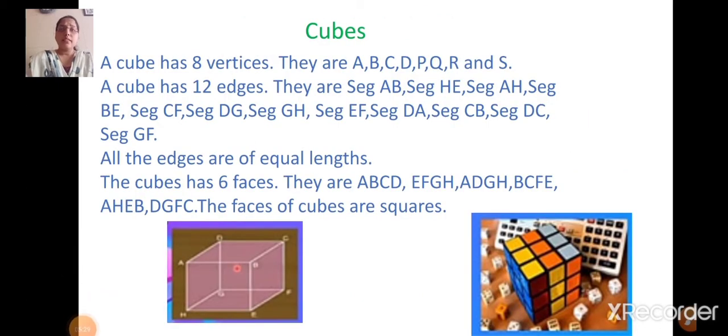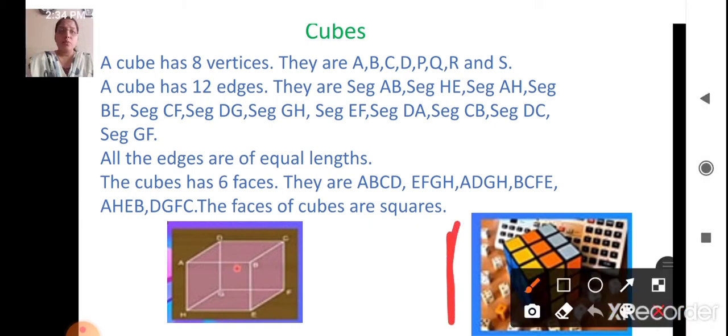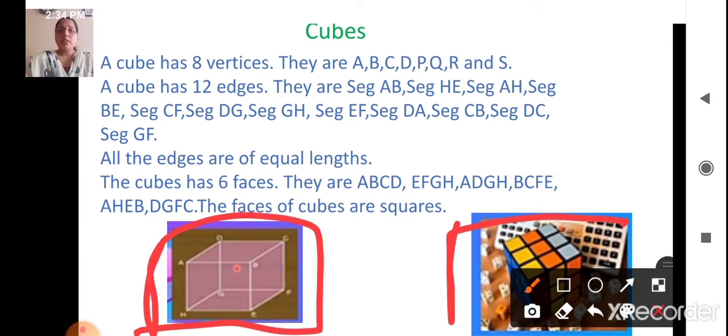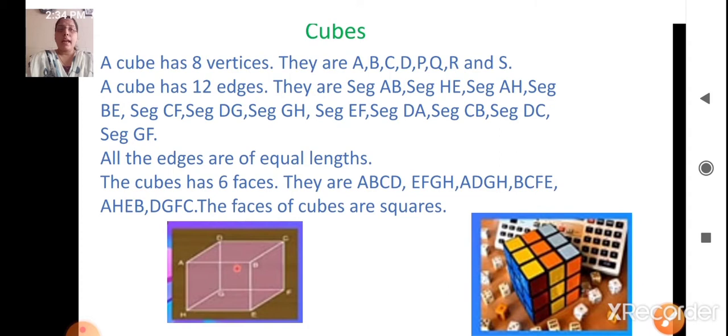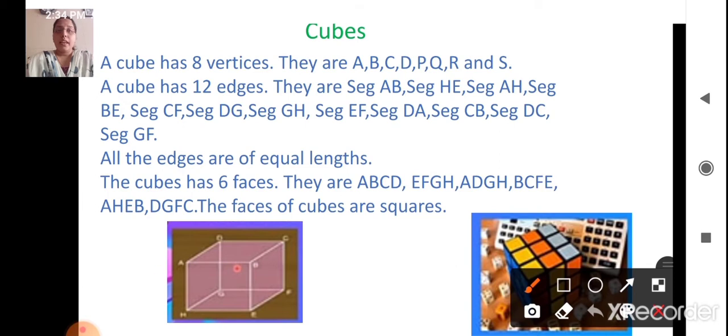The next we are going to learn about is cubes, the next shape. You can see the example here on my screen. The example of a cube is this, and the figure of a cube is this which I have drawn here. Now let us first see the figure of a cube, and we'll find out the vertices, edges and faces of cubes. Now a cube has 8 vertices. So which are the 8 vertices which we can see in a cube? A, B, C, D, and down PQRS.